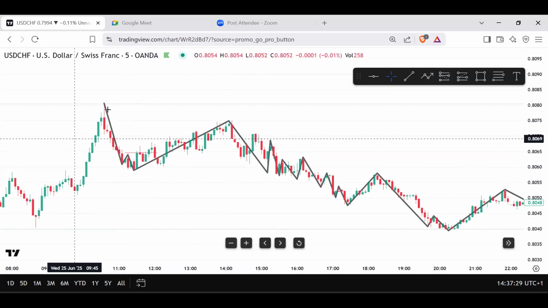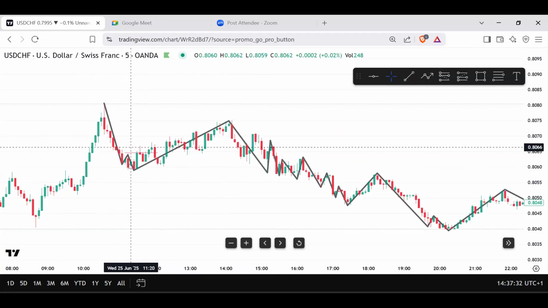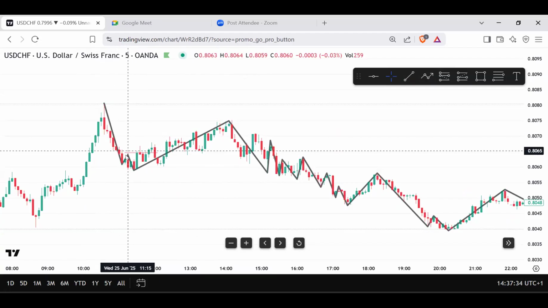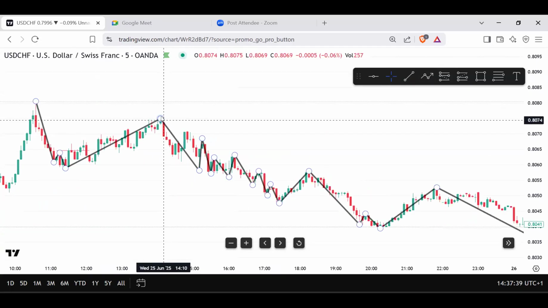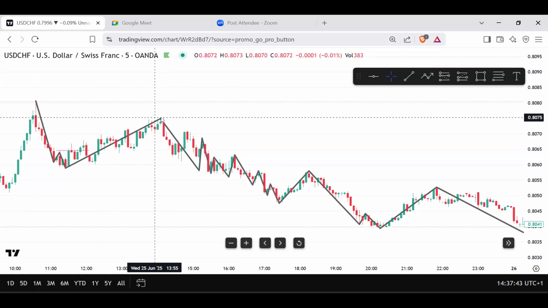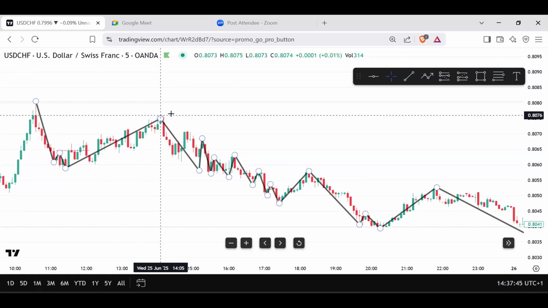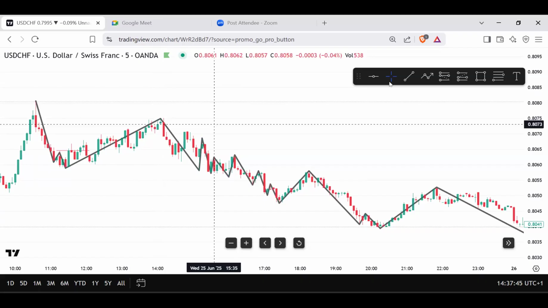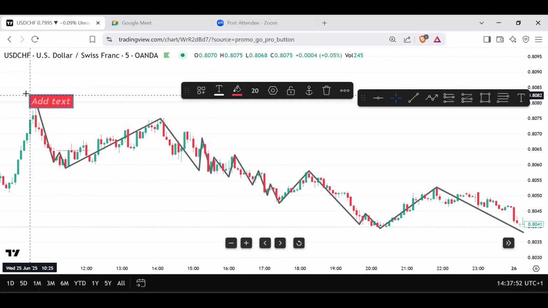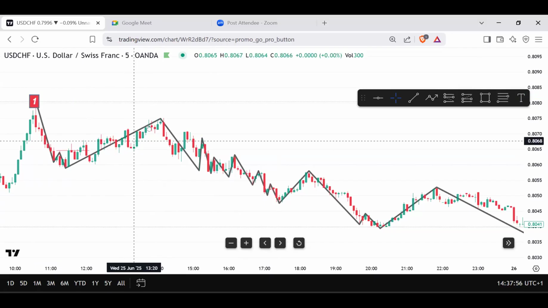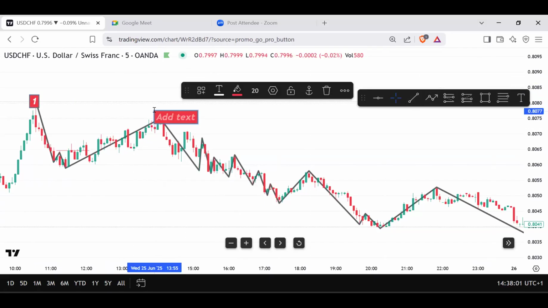So this was the impulse, inducement, correction. Another impulse started from here. The end of the correction is where another impulse will start from. So we call this impulse one. After this correction, another impulse started from here. Impulse two.